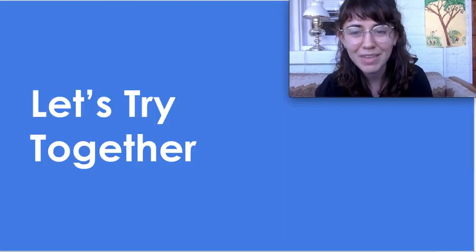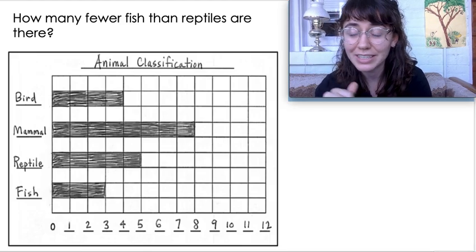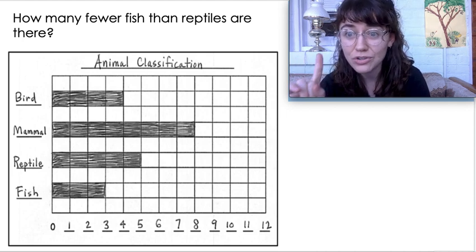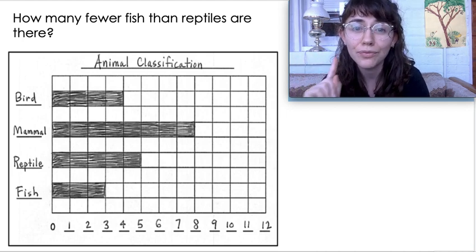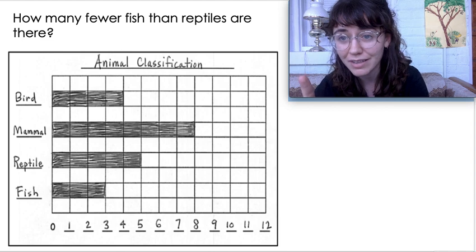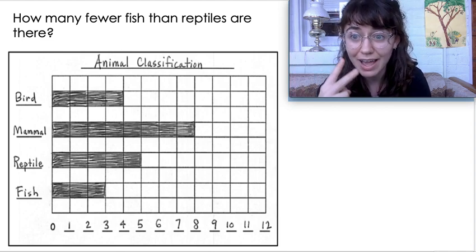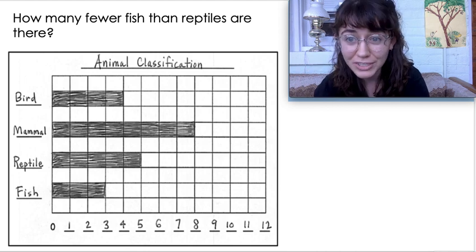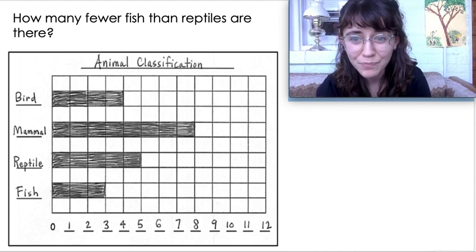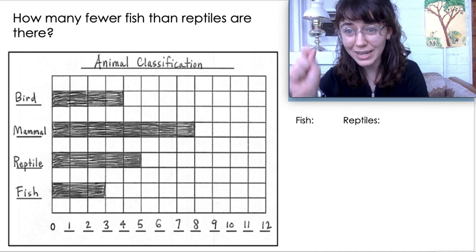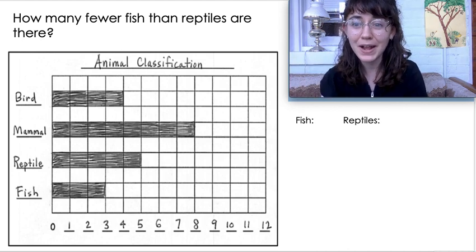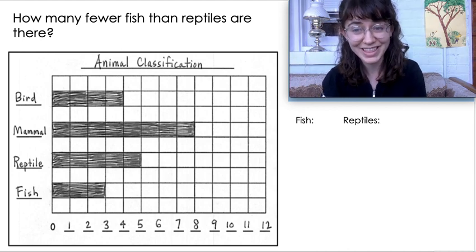Here we go. So let's look at this chart. It's the same graph, but it's a new question. How many fewer fish than reptiles are there? What 2 categories are you going to look at? If you thought fish and reptiles, you are right. So let's find out and write down how many fish there are and how many reptiles there are. Go ahead and write that down.